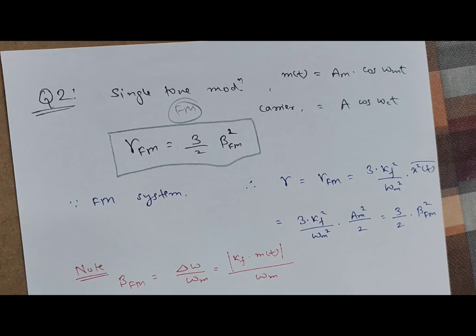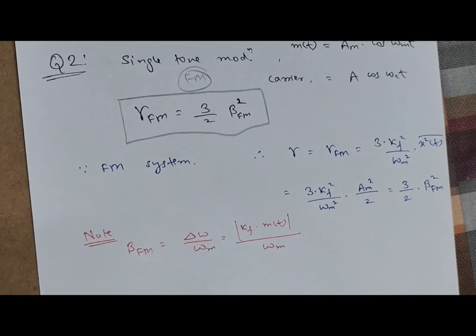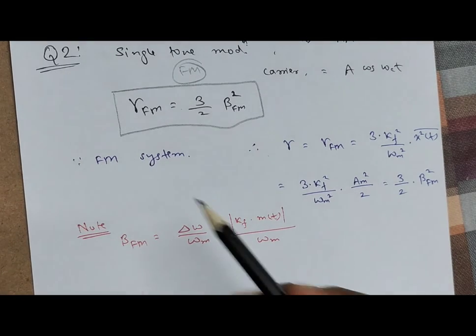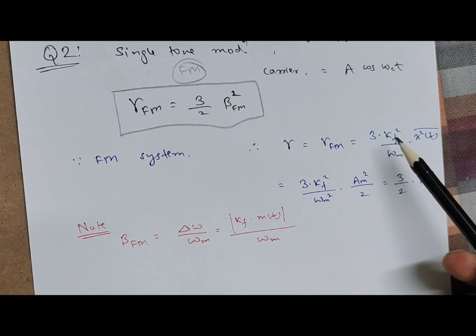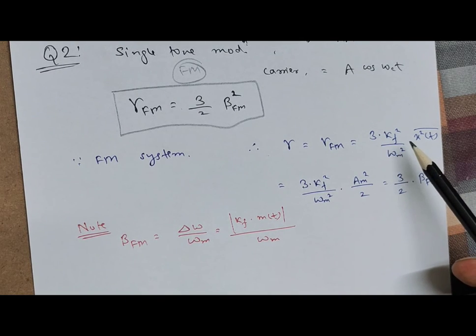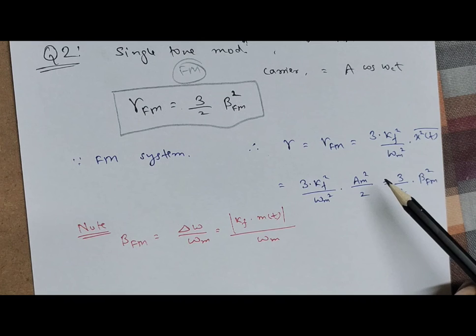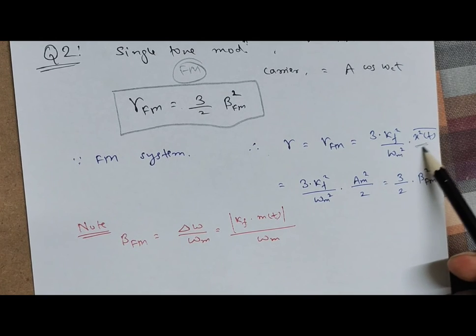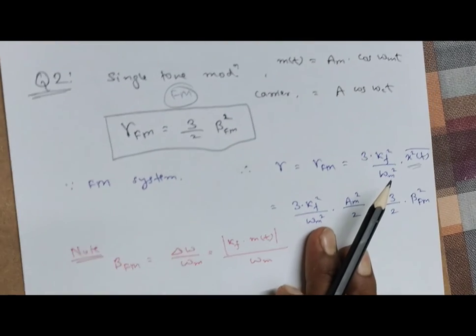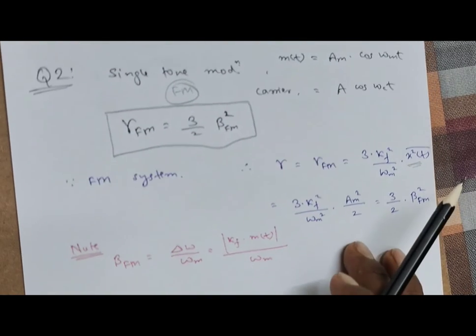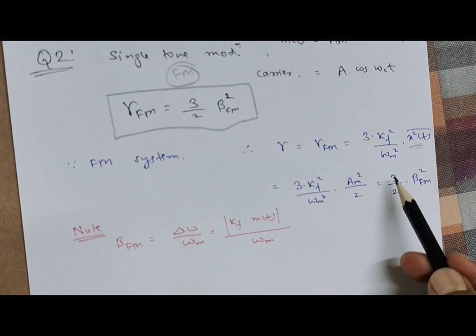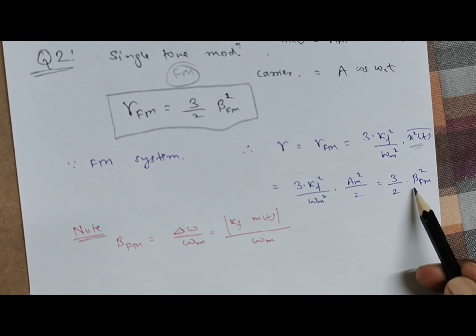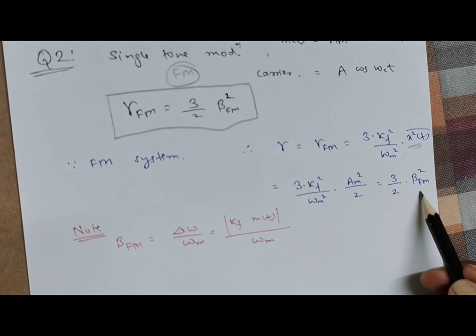So let us see. Yes, this is the solution. Since an FM system has been given, the figure of merit gamma FM is given by 3 Kf square upon omega m square into x square t bar. What is this? This is the message signal power. What is the message here? The message is Am cos omega m t, right? So this can be written as Am square upon 2, which gives me 3 by 2 into beta FM square. It is very easy, but we should know what beta FM is.